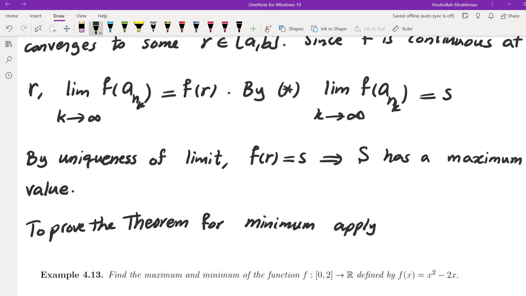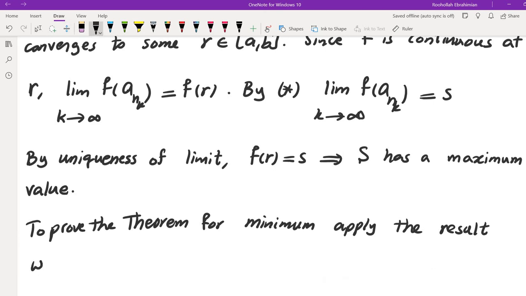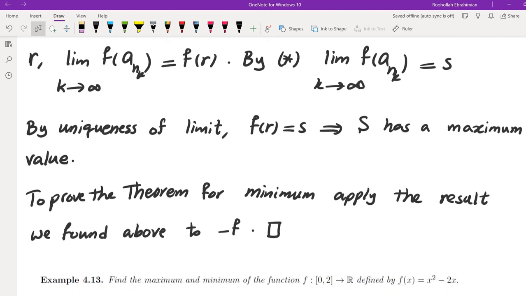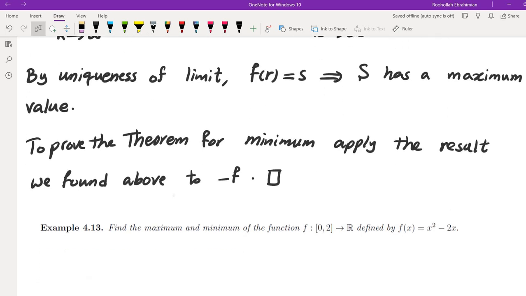apply the result we found above to minus f. So this would have to be written, but the idea is we know negative f would have a maximum, and then argue that that maximum, if you negate that, would be the minimum for f.